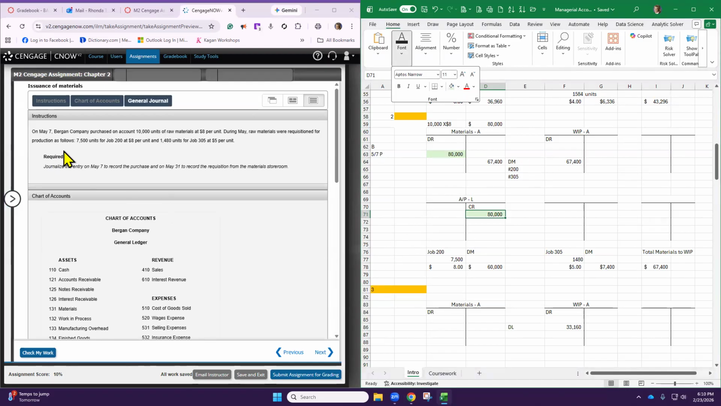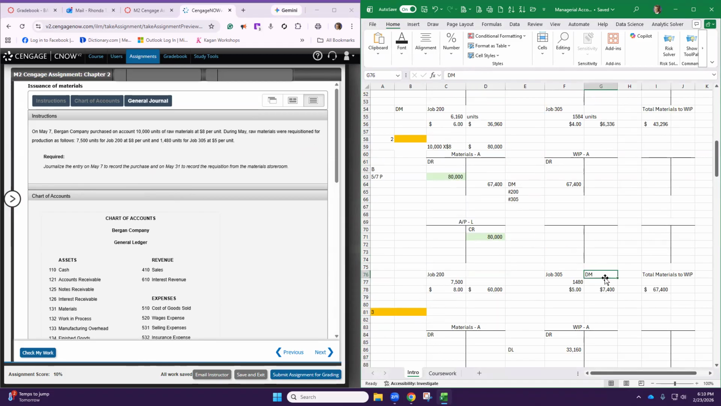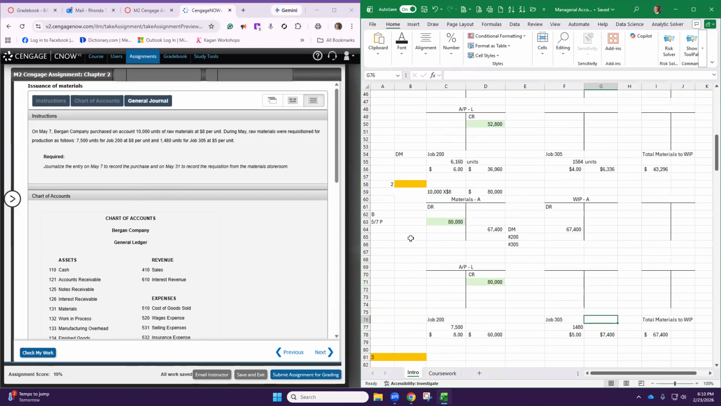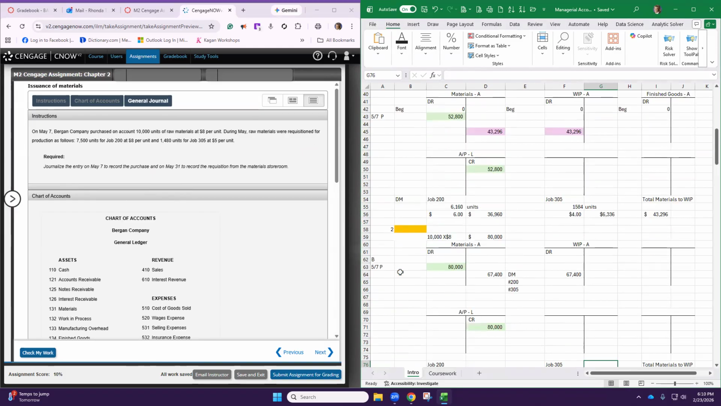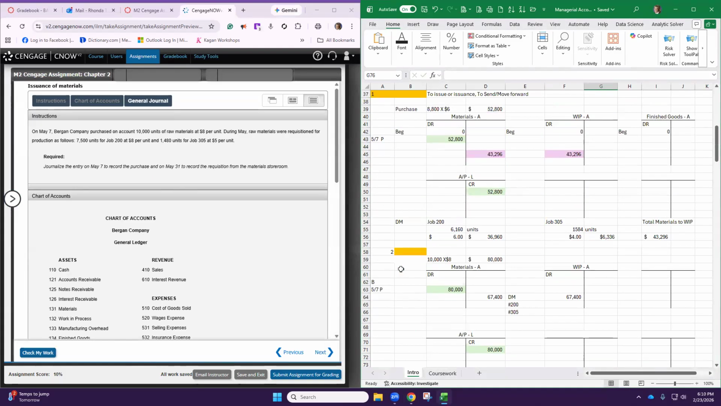All right. And then the next one is during May, raw materials were requisitioned as follows: 7,500 units. Okay. And once again, this is direct materials for both jobs, job 200, job 305. And we're working on direct materials first. Okay.